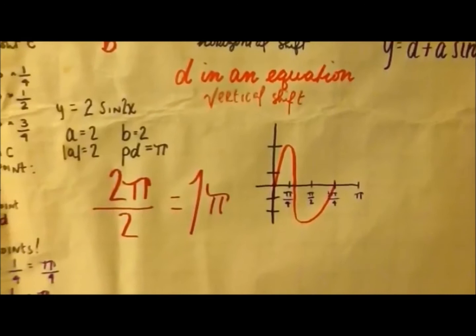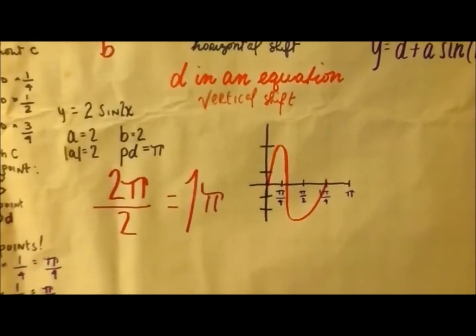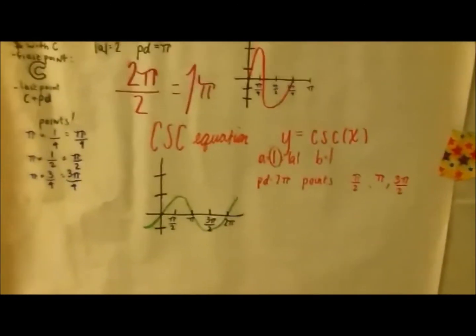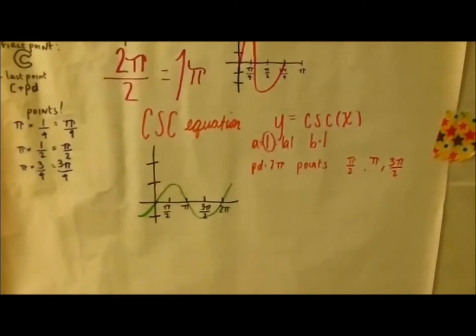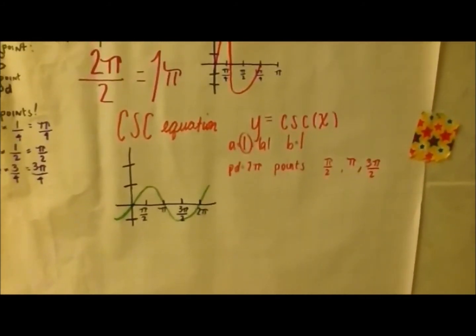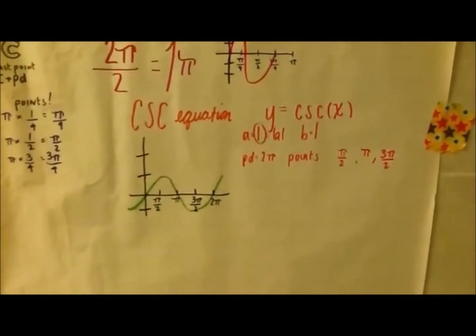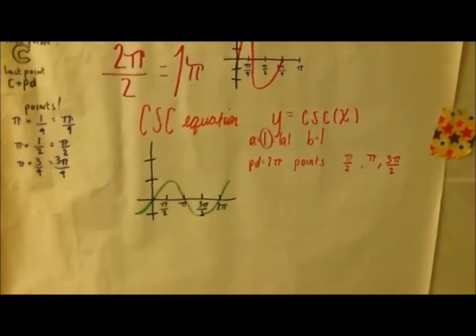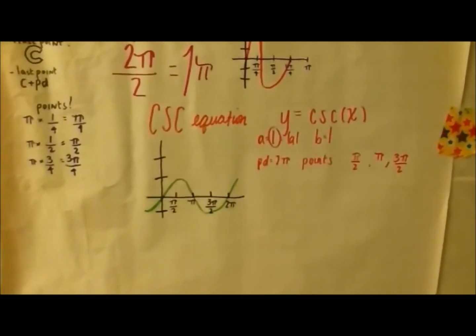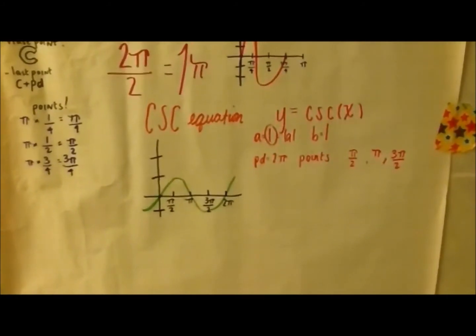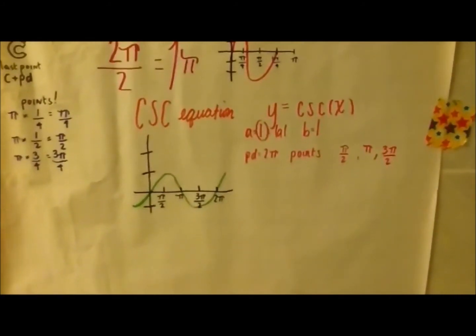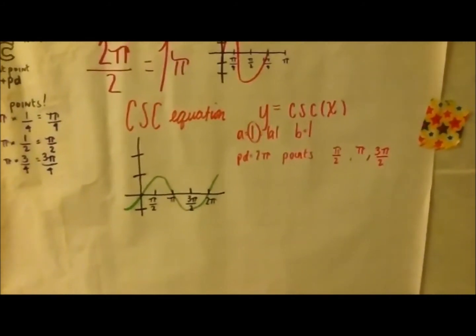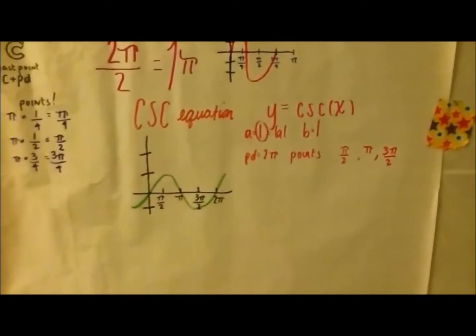Okay, I think we're ready for the big leagues now. To graph your cosecant function, I already drew the sine function graph. As it says right here, the asymptotes, well, actually no, it isn't the asymptotes. The amplitude is 1, b equals 1, the period is 2 pi, and the points are pi over 2, pi, 3 pi over 2.